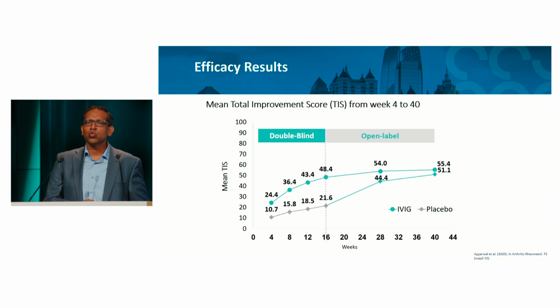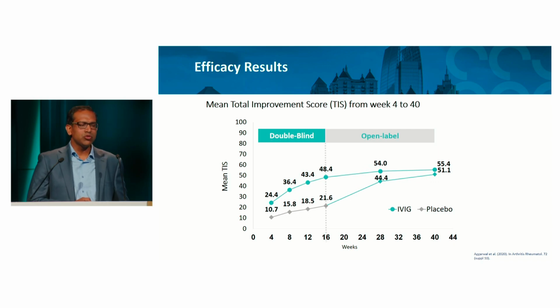If you look at the mean total improvement score, where the treatment group, IVIG, is represented by these blue-green dots and the placebo by the gray, you see that very early on there's a separation, and it continues to separate all the way up to 16 weeks. When patients in the placebo group get IVIG, they also improve with a similar slope, frequency and intensity.